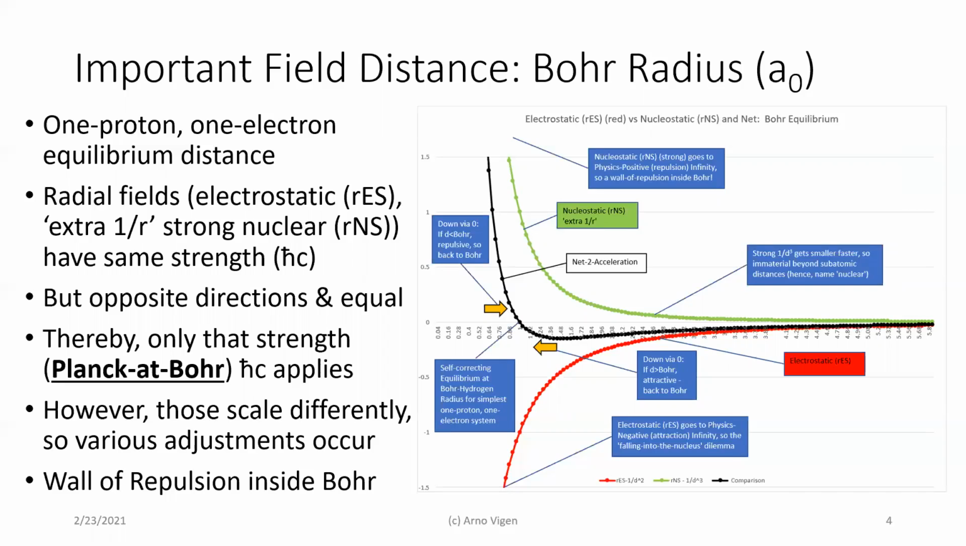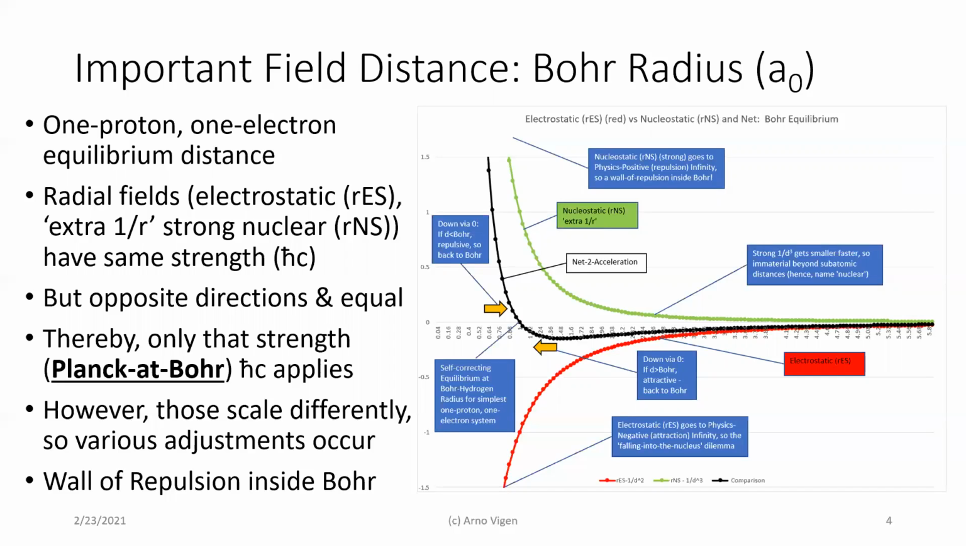However, the two fields are of different scale. So various adjustments have to occur. Now the two scales are 1 over distance squared for the acceleration of electrostatic force and an extra 1 over r, so 1 over distance cubed for the strong nucleostatic force. So this becomes the chart at the right.